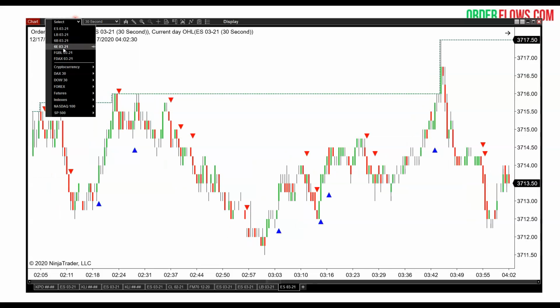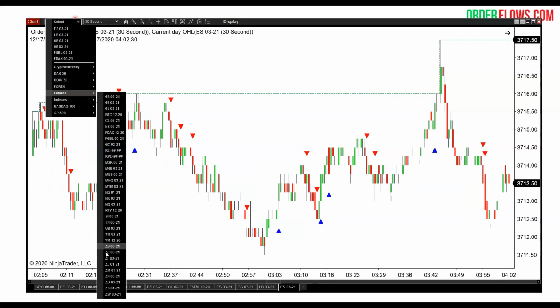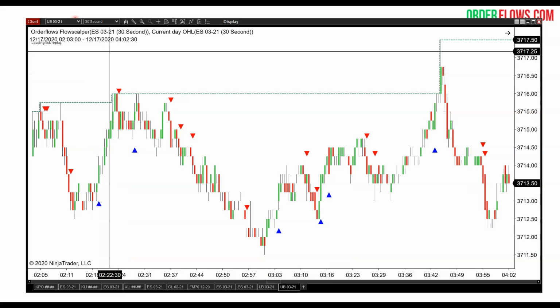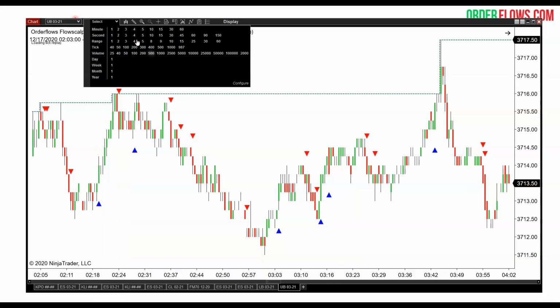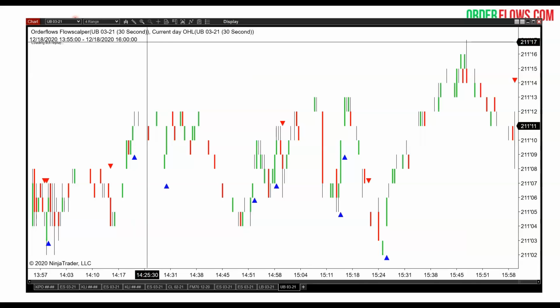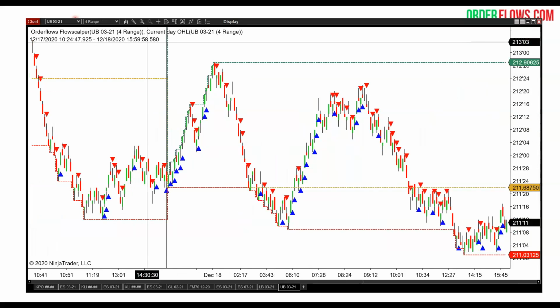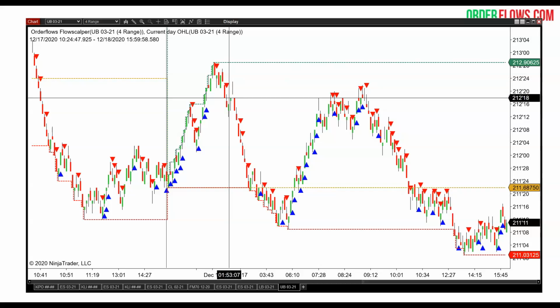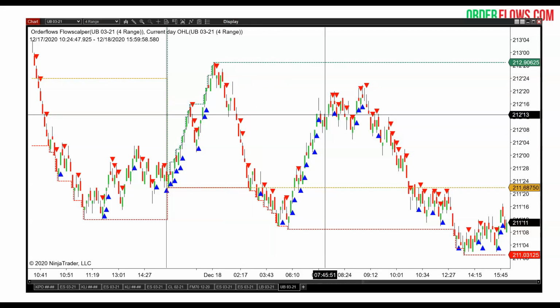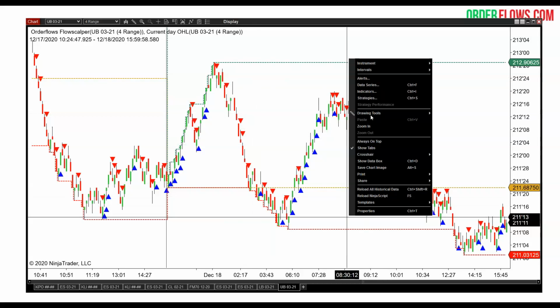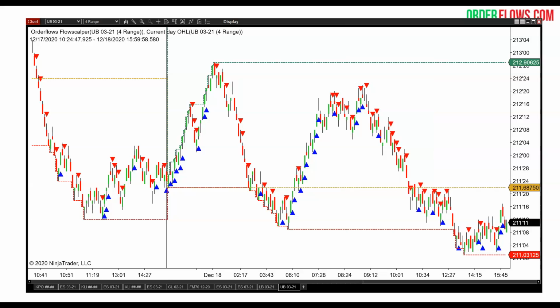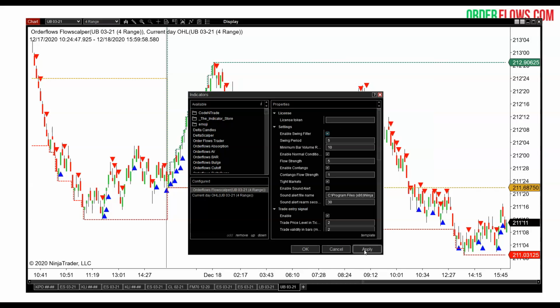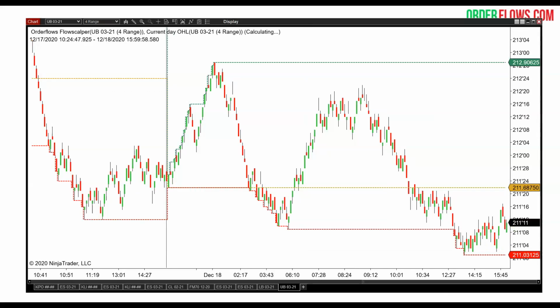Ultra Bond 4-range charts. Where's Ultra Bonds? Just really quick here. So this is Ultra Bonds. Ultra Bonds is a great market for scalping. So this is with the swing filter turned off. Now with the swing filter turned on, again, it really cleaned it up.